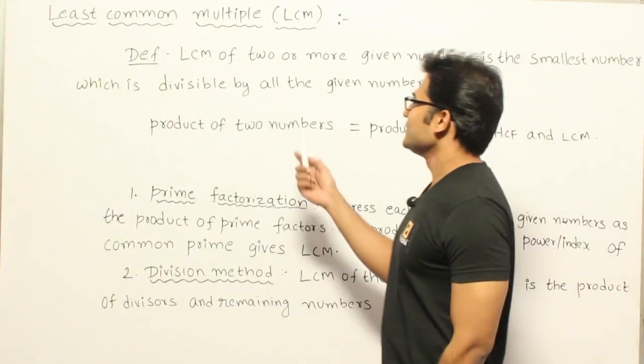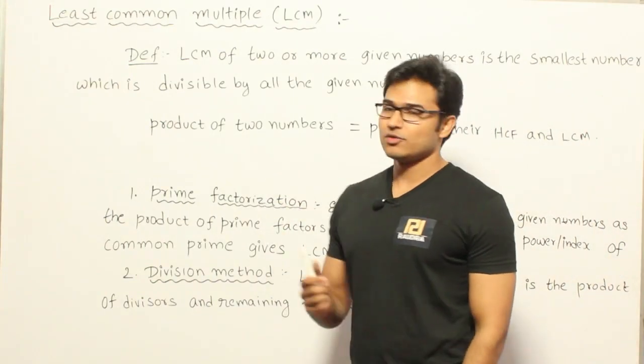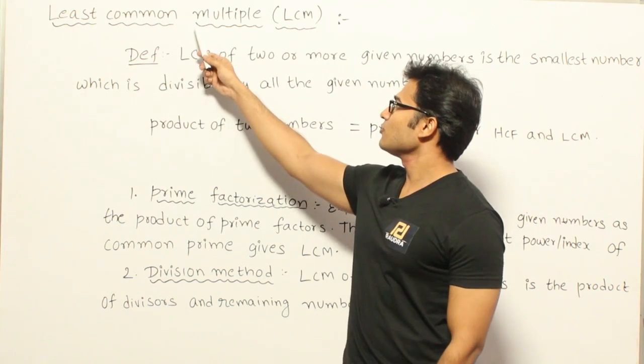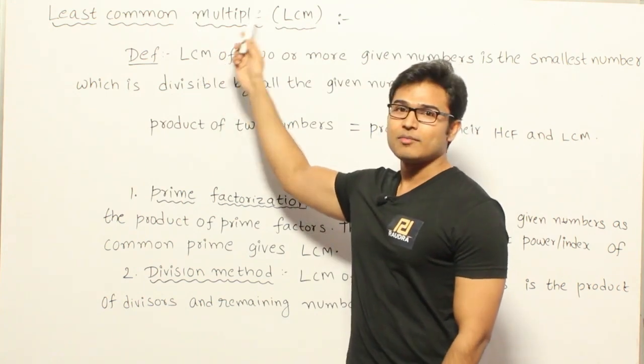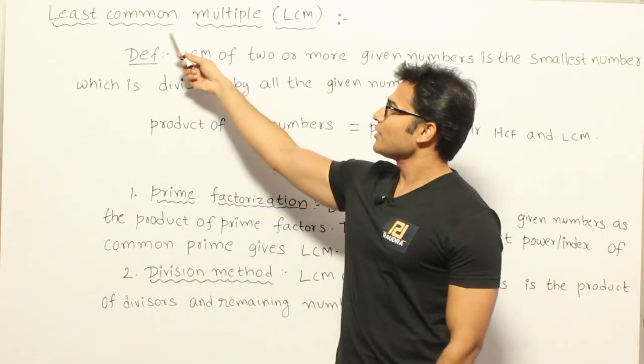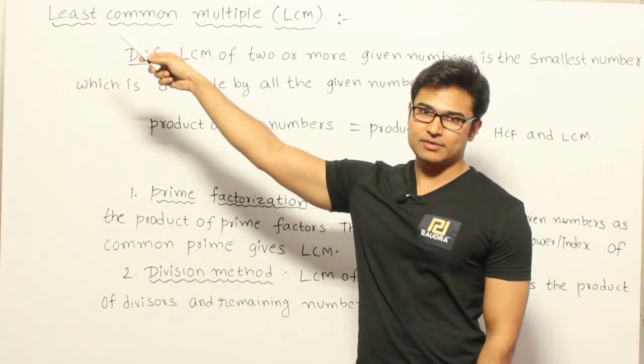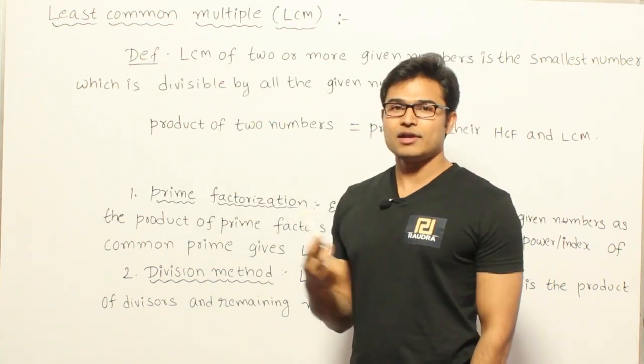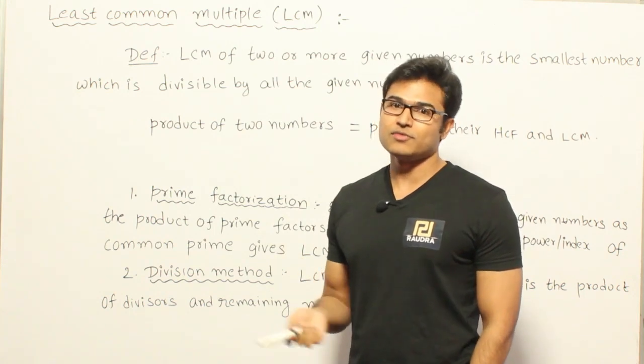Now let's see LCM, least common multiple. The name itself says that we have to find out all the multiples, but finding out all the multiples is very difficult, and then we have to find the common multiples and then the least one. Unlike factors, finding out the multiples is somewhat difficult.